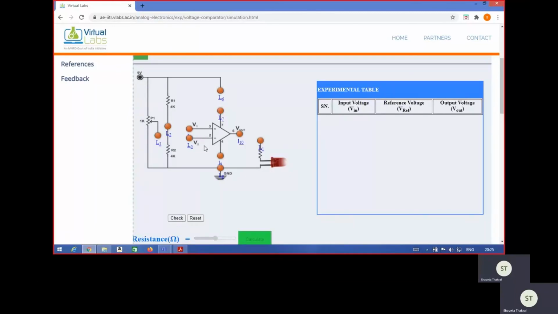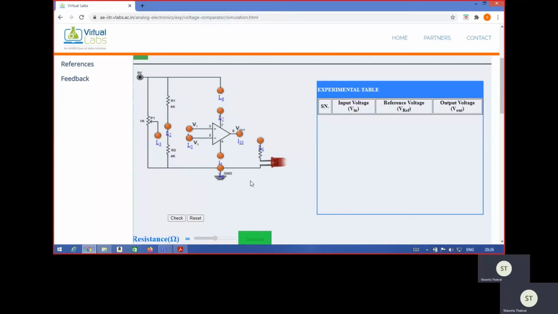We need to consider 2 cases here. If the input voltage applied here is less than the reference voltage, then the output voltage is considered to be low. And if the input voltage becomes greater than or equal to the reference voltage, then the output will be high. How do we observe the output? We observe the output through this LED. When the output voltage gets high, this LED starts glowing. In this way, we can verify the functionality of the comparator.